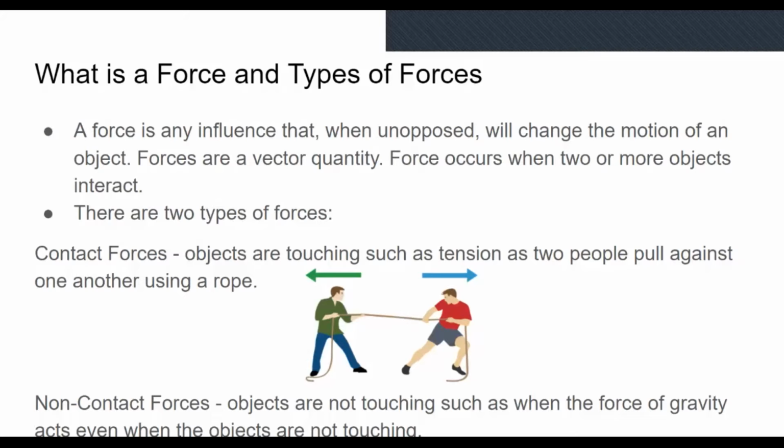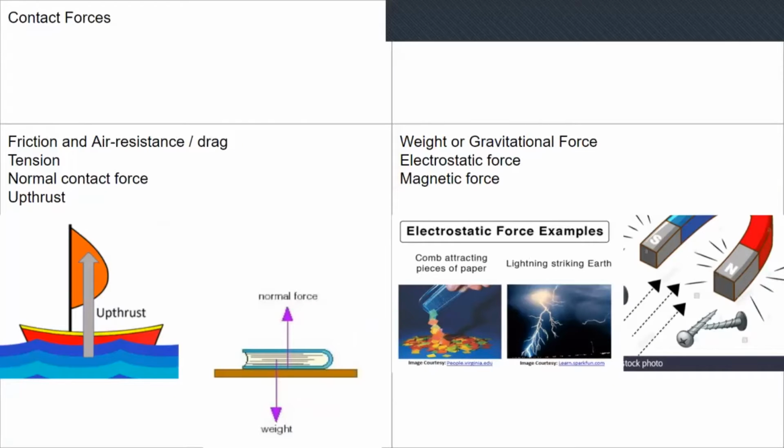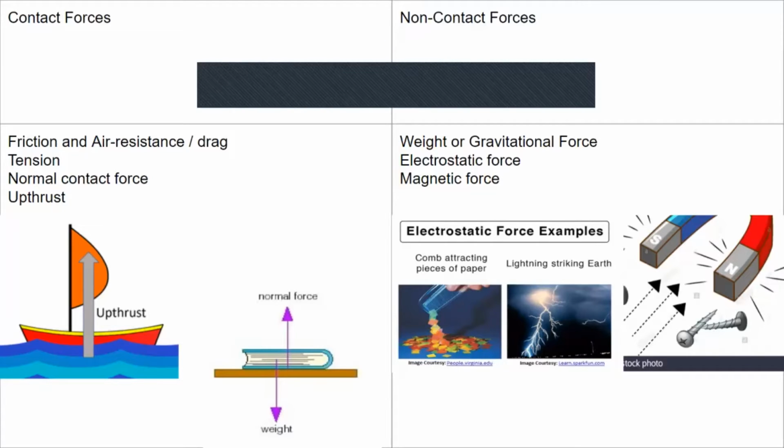There are two types of forces. Contact forces: objects are touching, such as tension, as two people pull against one another using a rope. Non-contact forces: objects are not touching, such as when the force of gravity acts even when the objects are not touching. Contact forces versus non-contact forces. Contact force examples are friction and air resistance / drag, tension, normal contact force, and upthrust. Examples of non-contact forces are weight or gravitational force, electrostatic force, and magnetic force.